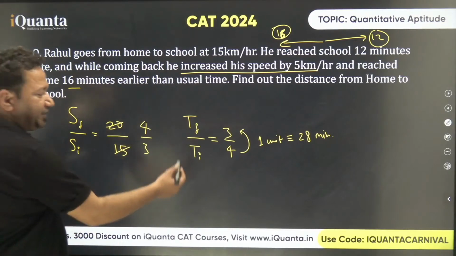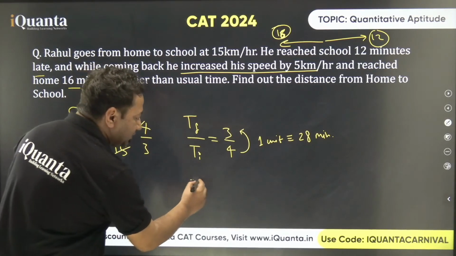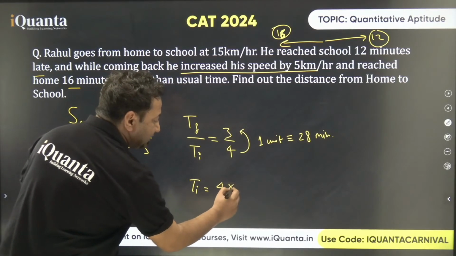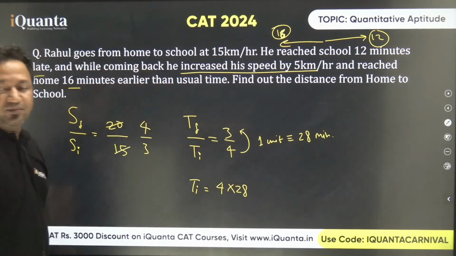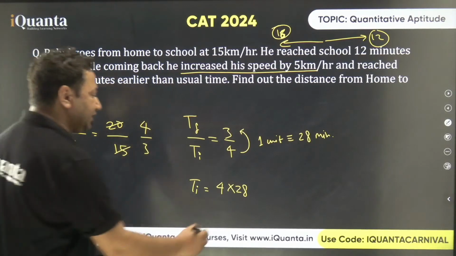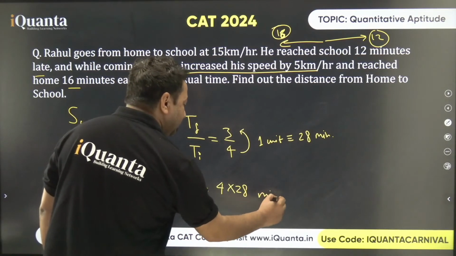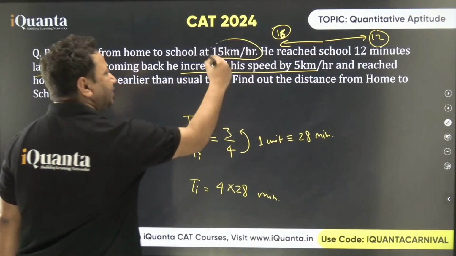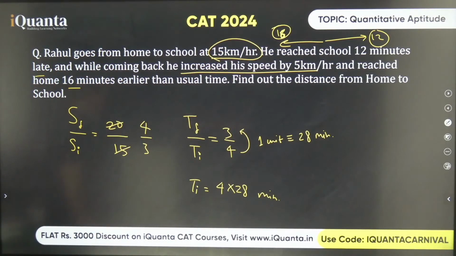So let us find the initial time. Ti is 4 units. That means it will be 4 into 28 minutes. 4 into 28 minutes will be the time taken initially, when his speed was 15 km per hour. Right? Is that clear? Rahul took 4 into 28 minutes when his speed was 15 km per hour.